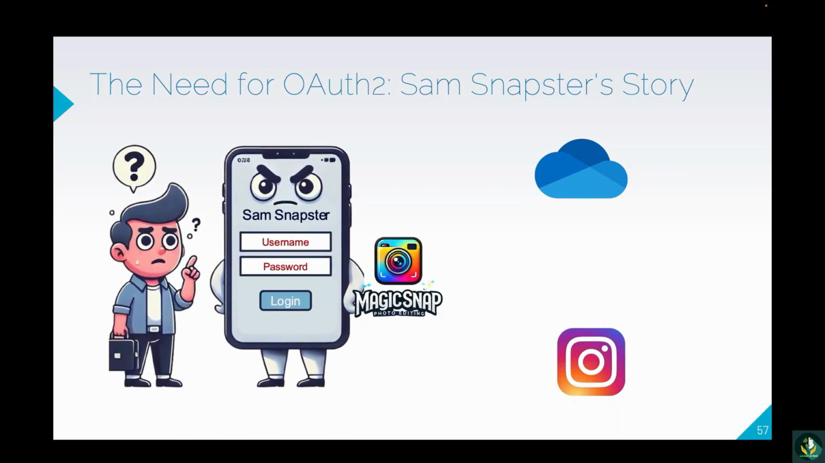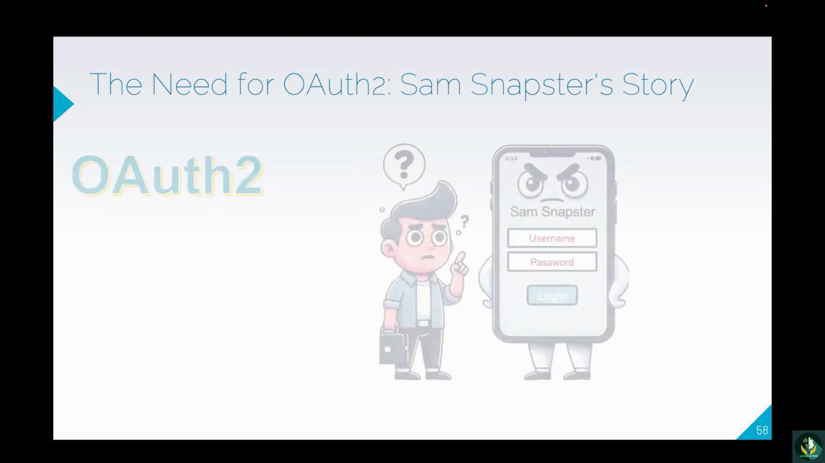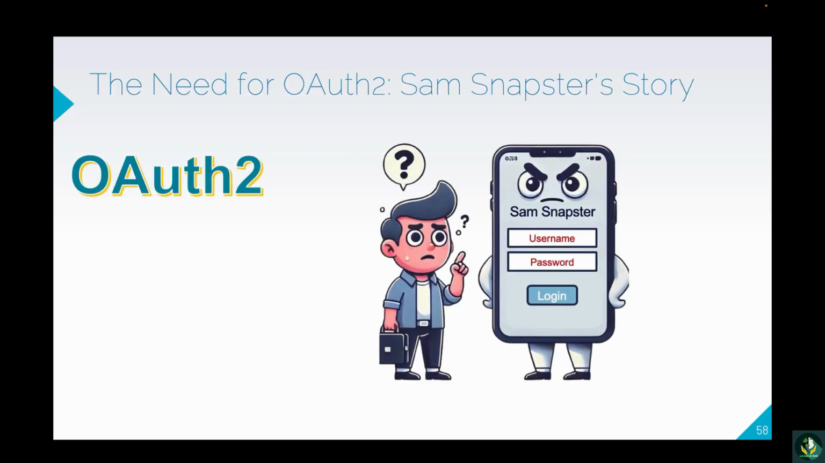What if he uses other applications? Does he have to give every application his credentials? These applications could misuse his information or access more than just his photos. Sam worries about his personal documents and private data being exposed. And this is where OAuth 2 comes to the rescue.